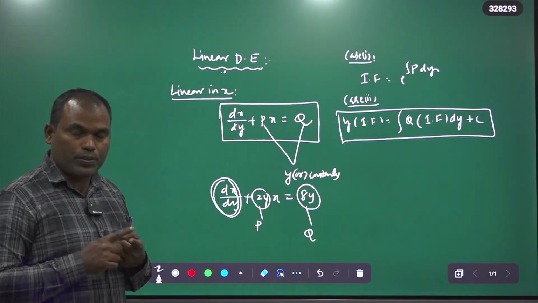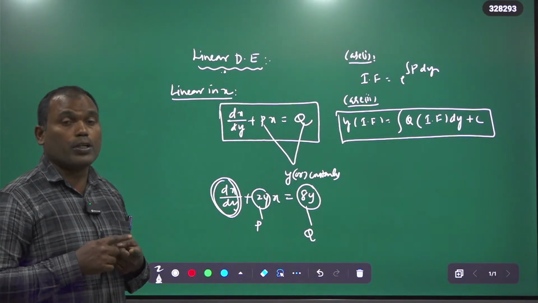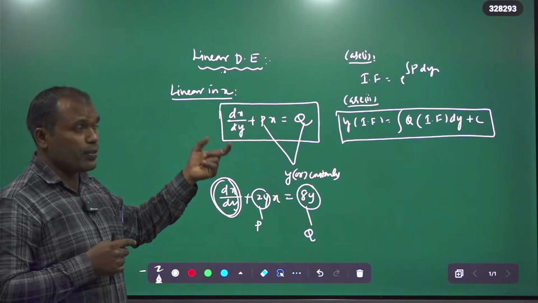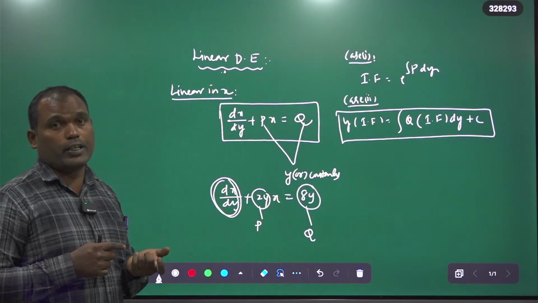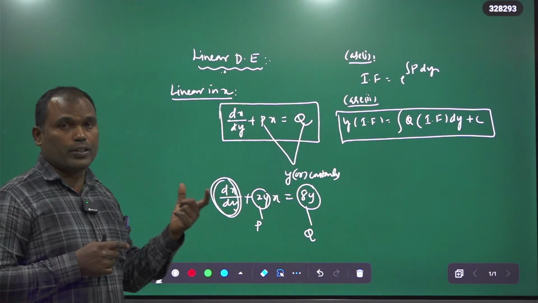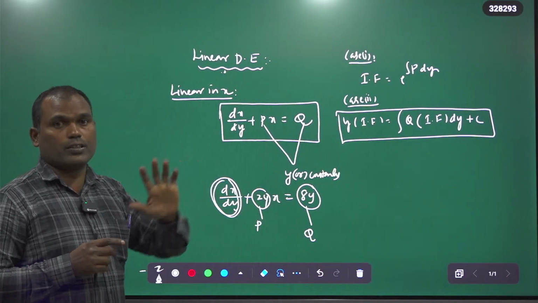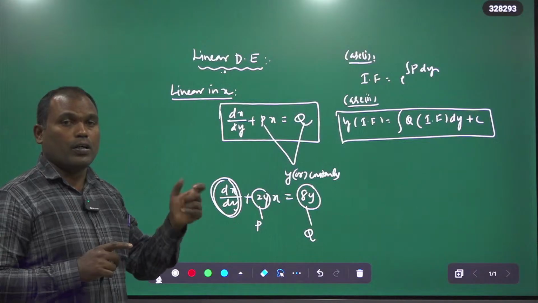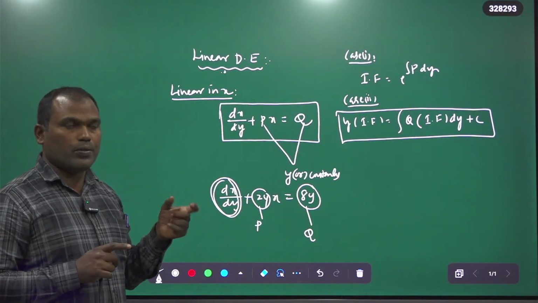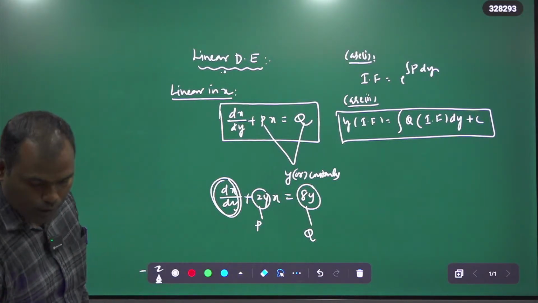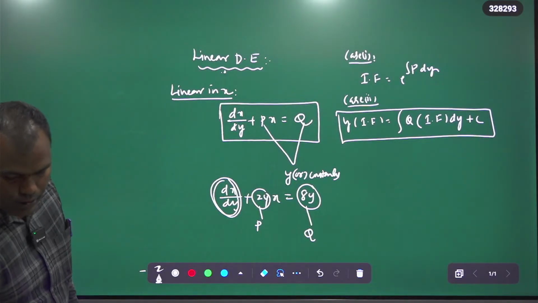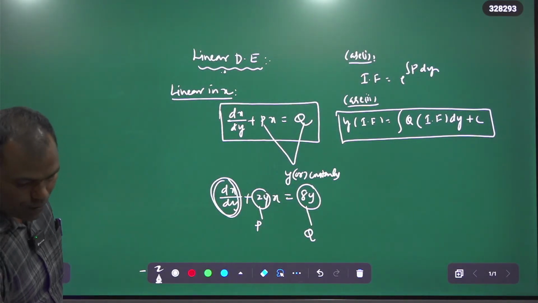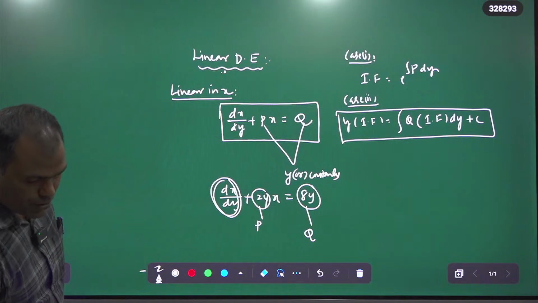Next after that, order. What is the definition of order? And how can you identify the order when a differential equation is given? The highest derivative of the differential equation is called the order, and degree means the power or exponent of the highest derivative. Now, based on this concept, we can do one question.